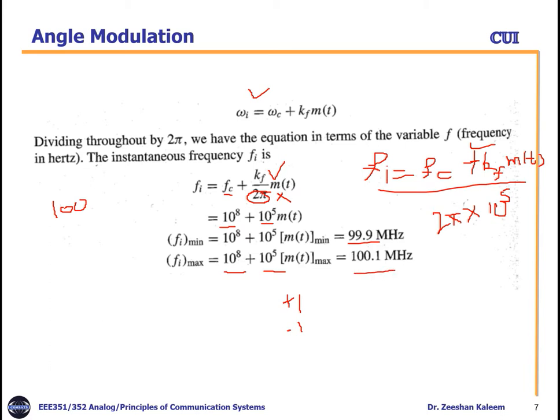So in this way, we will generate the FM modulated signal. So this is the FM modulated signal. For the minimum, we have 99.9 megahertz, and for the maximum, we have 100.1 megahertz.